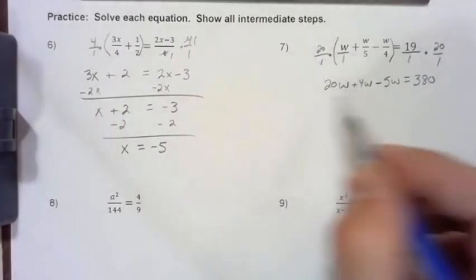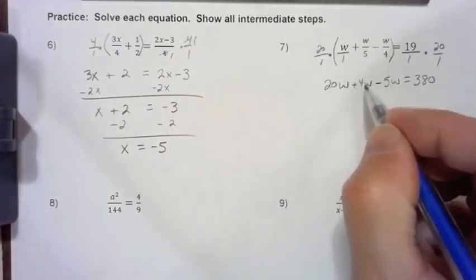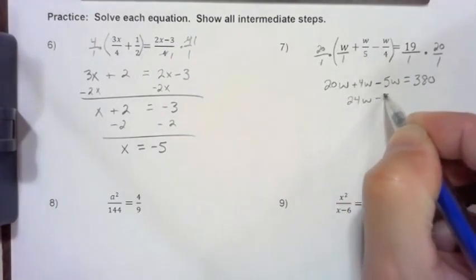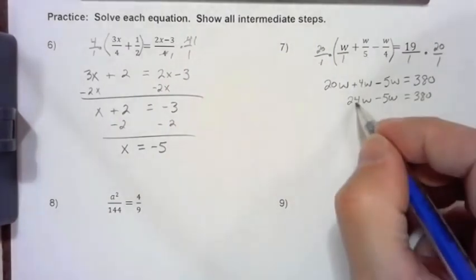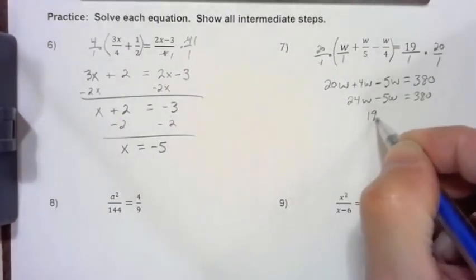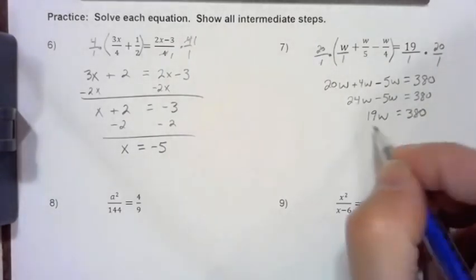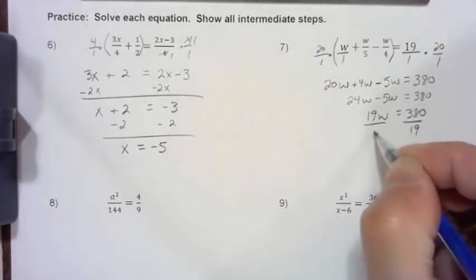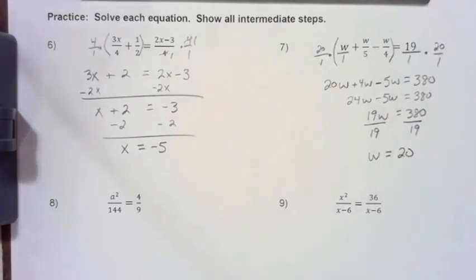All right, let's go ahead and simplify the left side. 20w plus 4w is 24w, minus 5w, equals 380. And 24w minus 5w is 19w, equals 380. So to get the value of w, I just have to divide each side by 19. And now I know that w is going to be equal to 20.